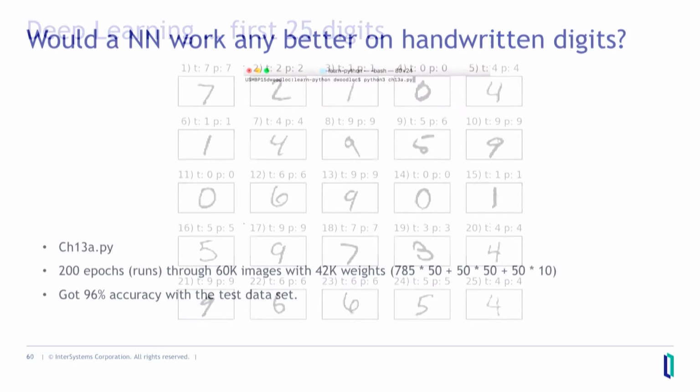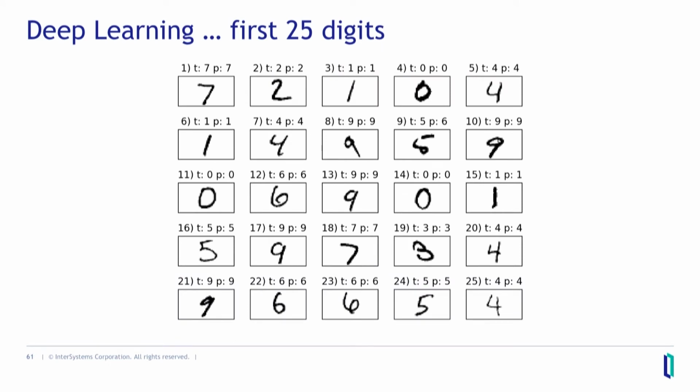Okay, so we get 96% accuracy there. And let's take a look at the first 25 digits. In this case, it got 24 of them right. You can see this, the 9 it got right, and then this one it still gets wrong, which is a tough one.